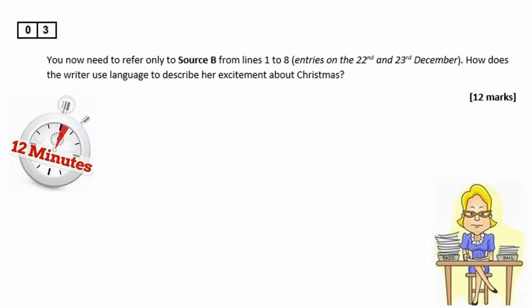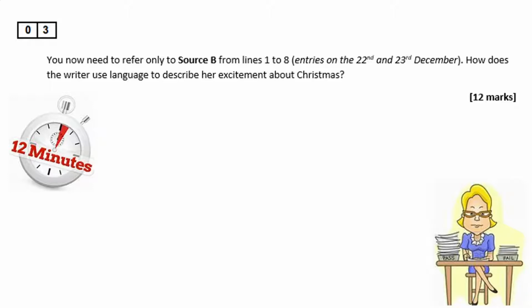And then the main question: how does the writer use language to describe her excitement about Christmas? So if you didn't see the first couple of videos, this is the text that is the diary entry written by Kate Fry, and she's talking about her excitement about decorating her Christmas tree and putting presents underneath it and her family getting ready for Christmas Day. You might recognise this question because it's very similar to paper 1 question 2, and the strategies I'm going to give you are exactly the same.